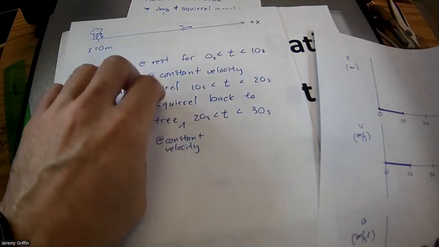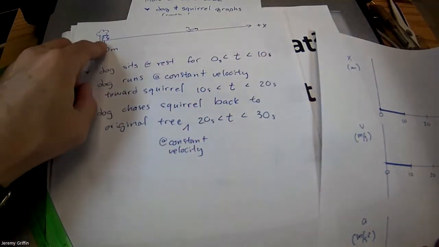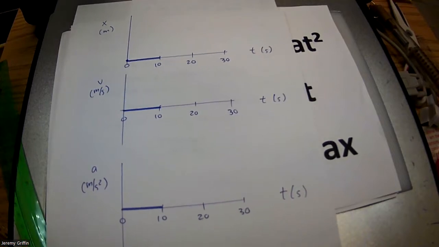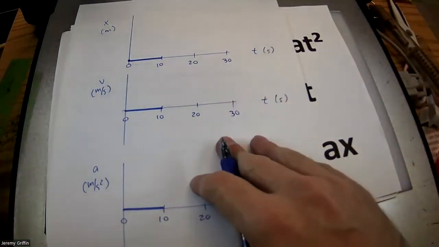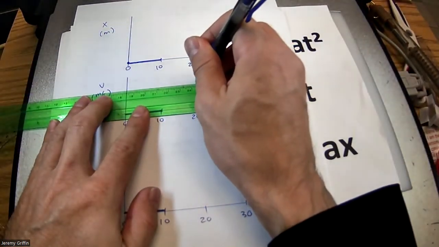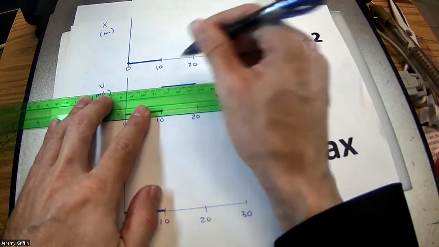But between 10 and 20 seconds, now the dog is running at constant velocity towards the squirrel. So what do you guys think the next interval of time would look like for those 3 graphs? Just a little head start here. Constant velocity. It's running at constant velocity. Did you guys have something like that for your V versus T?